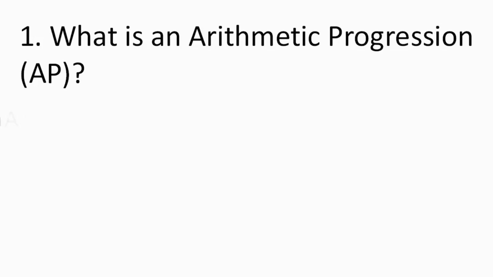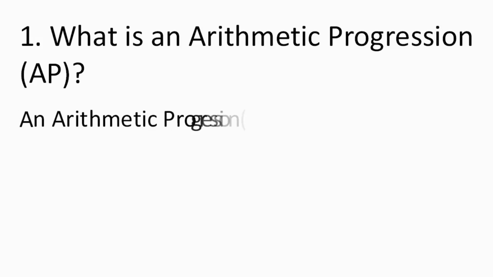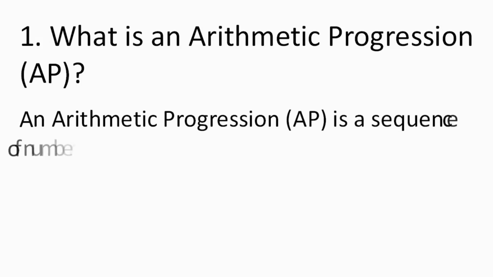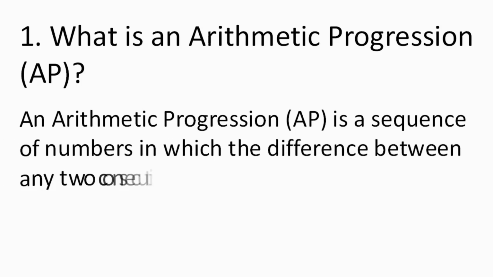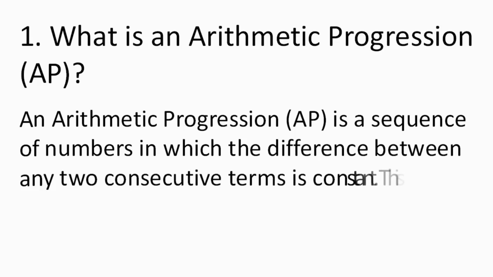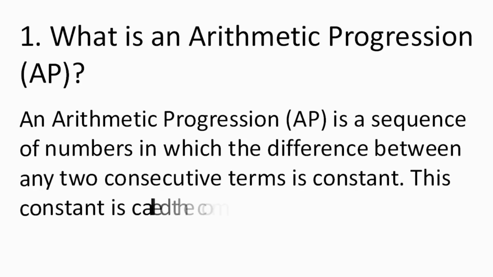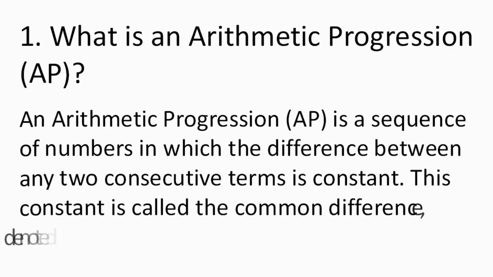What is an arithmetic progression, in short, AP? An arithmetic progression, AP, is a sequence of numbers in which the difference between any two consecutive terms is constant. This constant is called the common difference, denoted by d.